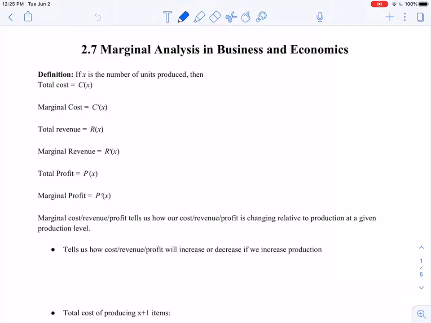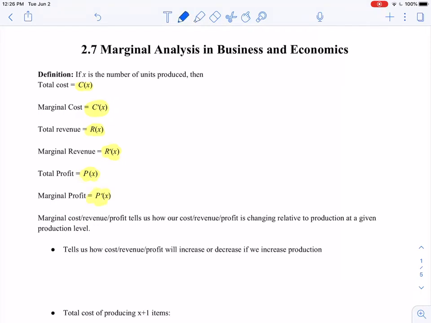We're going to turn our attention now to how we can take the derivative and apply it in a business or economic setting. So first of all, just a few definitions we want to talk about. Total cost is represented by C of x. Marginal cost, we'll talk more about this later, is represented by C prime of x. Revenue, R of x. Marginal revenue, R prime of x. Your profit is P of x. And your marginal profit, P prime of x.